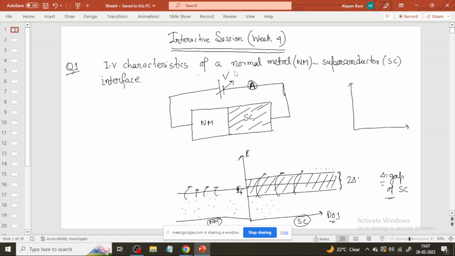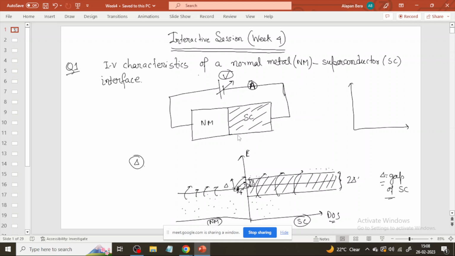Now when we apply a voltage around this junction, this being the normal metal and superconductor junction, the electrons in the normal metal get some energy and try to get excited. But they have no way to jump unless they have energy greater than delta. If they want to get excited and go to the superconducting state, they have to jump here, and this value is delta.